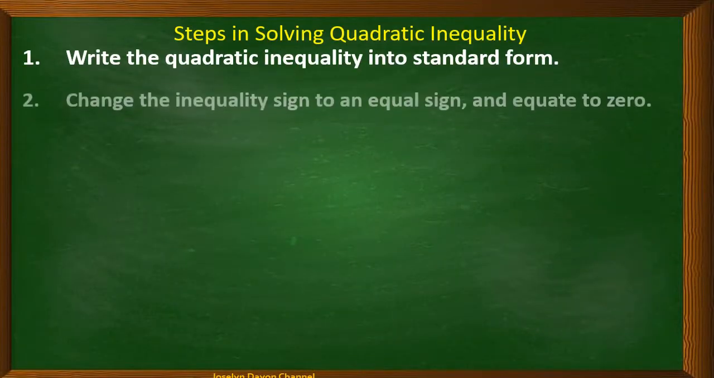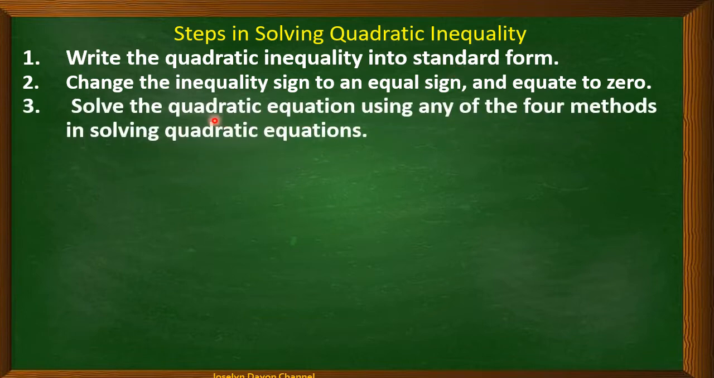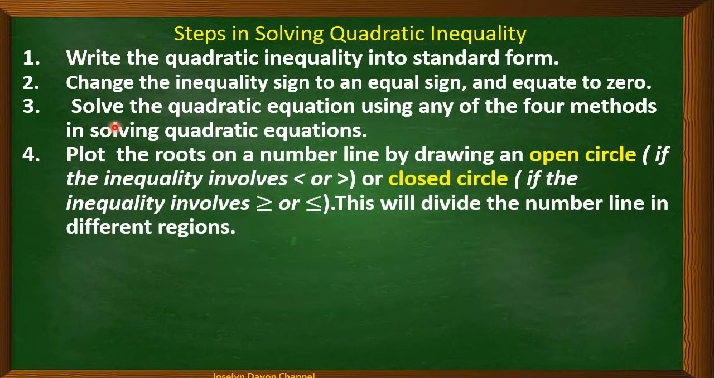Now let's begin with the steps in solving quadratic inequality. The first step is to write the quadratic inequality in standard form. I have discussed the standard form of quadratic inequality in my previous video. Second, change the inequality sign to an equal sign and equate to 0. Third, solve the quadratic equation using any of the 4 methods in solving quadratic equations. In case you have forgotten the 4 methods of solving quadratic equations, just go over my videos.